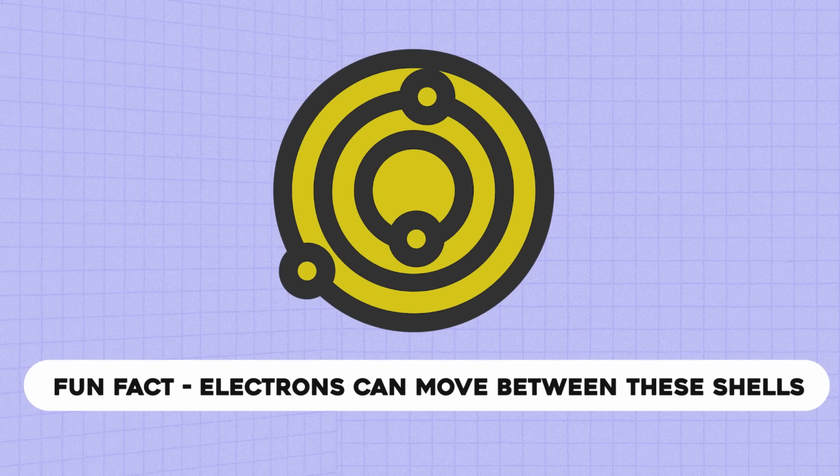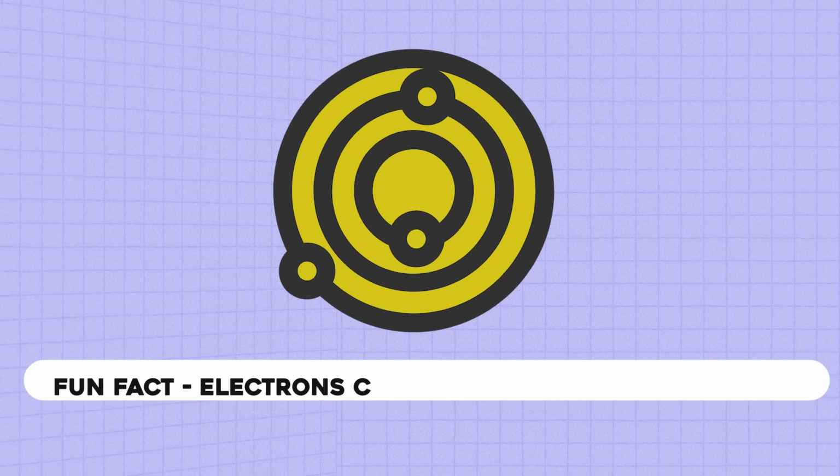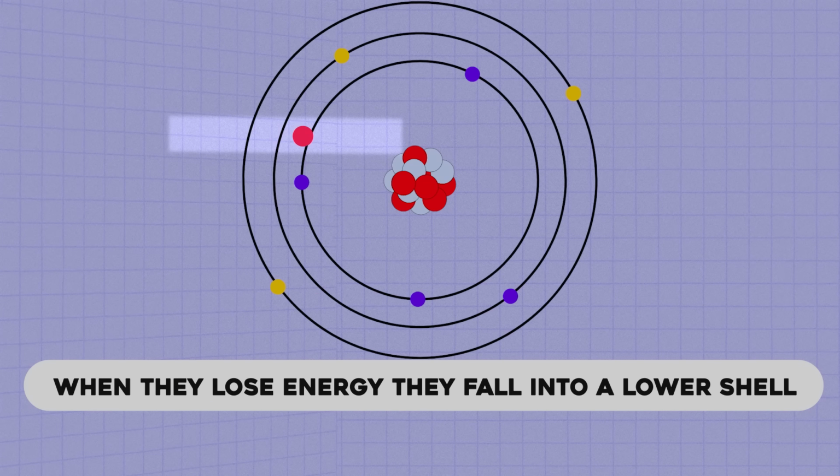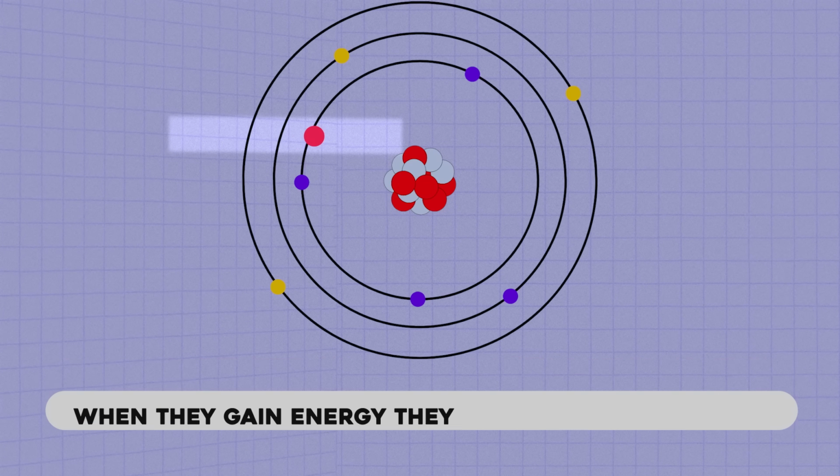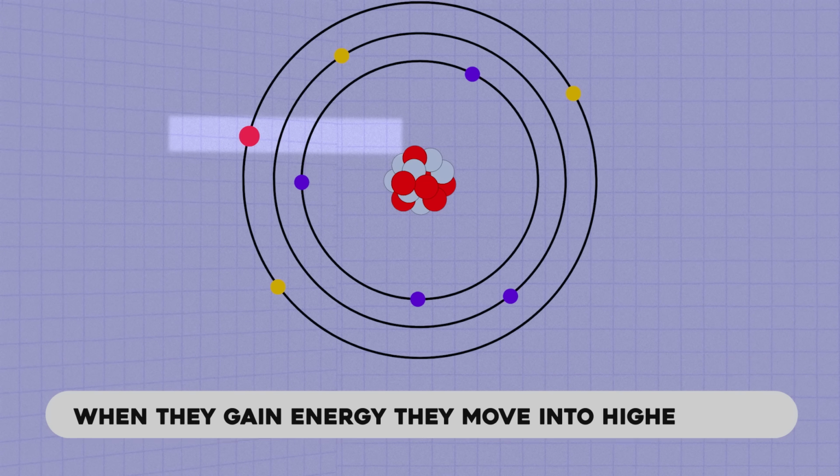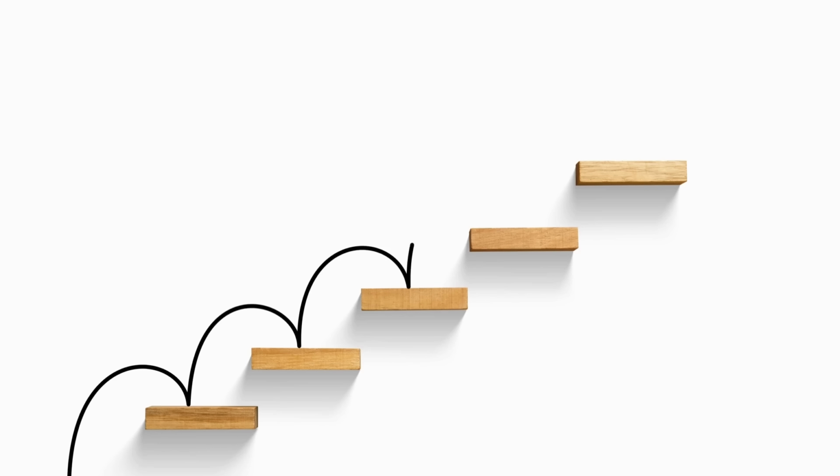Fun fact: electrons can move between these shells. When they lose energy, they fall into a lower shell. And when they gain energy, they jump to a higher shell. It's like climbing up or down a ladder.